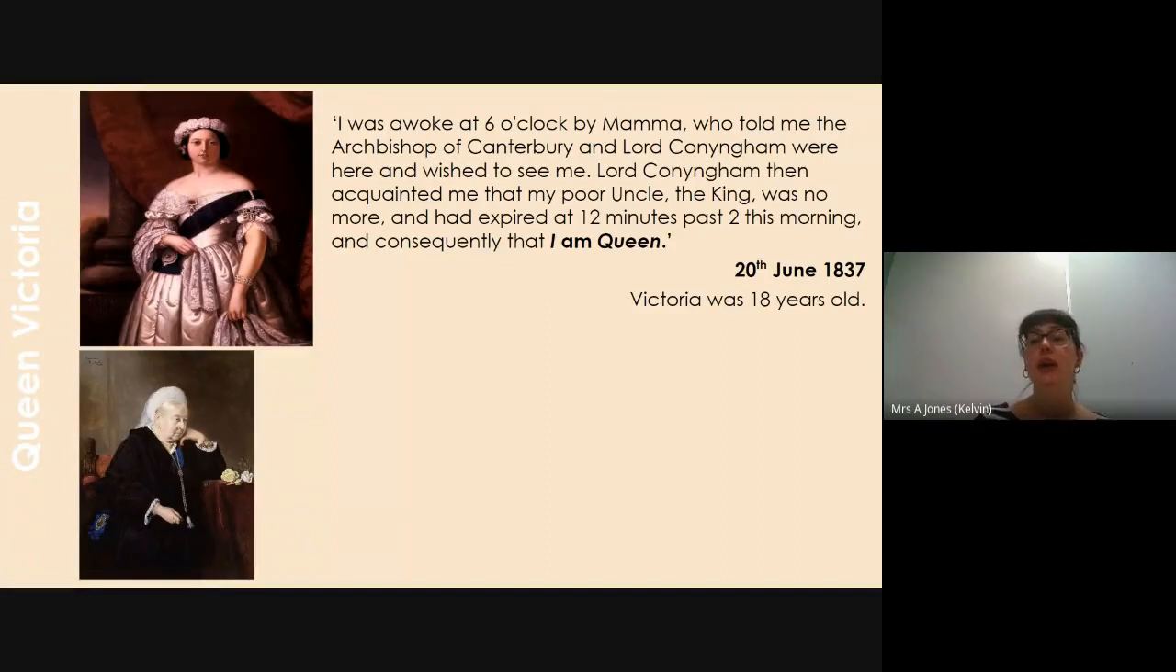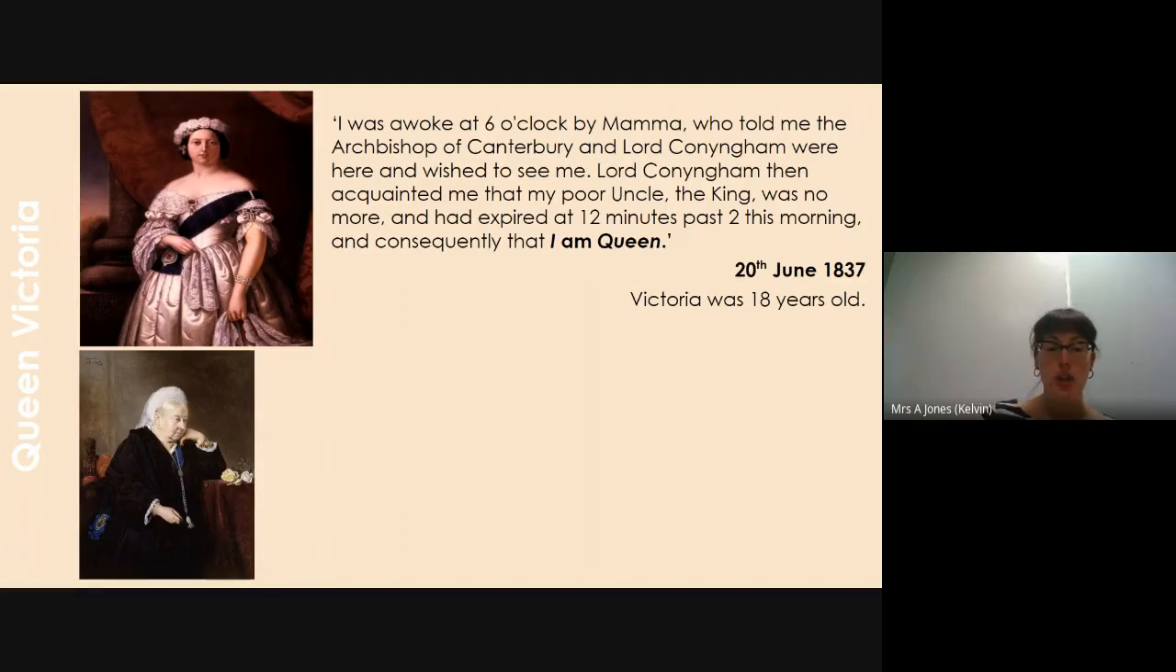"I was awoke at 6 o'clock by Mama, who told me the Archbishop of Canterbury and Lord Conyngham were here and wished to see me. Lord Conyngham then acquainted me that my poor uncle, the king, was no more and had expired at 12 minutes past 2 this morning, and consequently that I am queen." And that was written on the 20th of June, 1837, when Victoria was only 18 years old. So she started her reign as queen at a relatively young age.